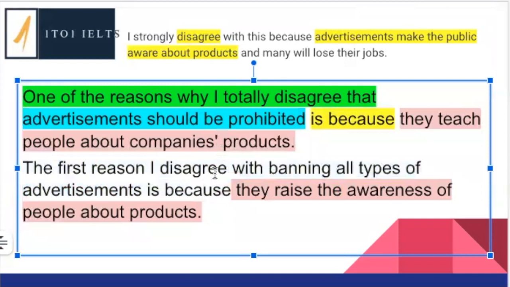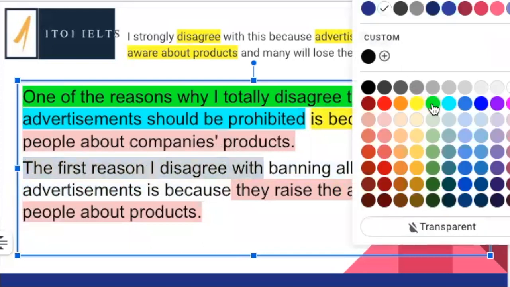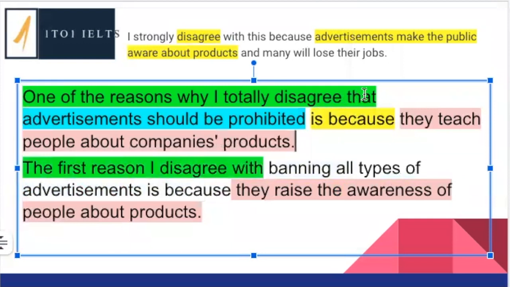Okay, so the first reason I disagree with, so this is interesting. So absolutely works fine, but we've got a slightly different structure here. The first one says, I disagree that. So what type of structure follows this disagree that? If we look at this blue structure here, is this a clause or a noun phrase? A noun phrase does not have a verb. So let's have a look at this. Advertisements, well, that's a subject, should be. This is our verb. Prohibited, this is our object. So this is a clause.